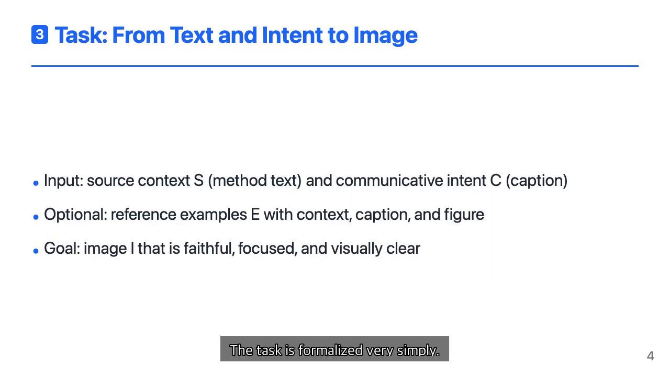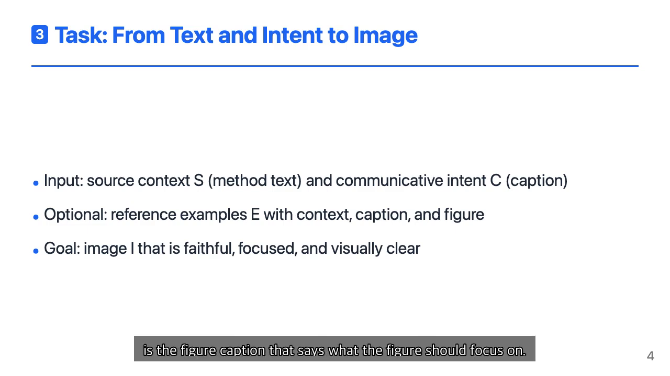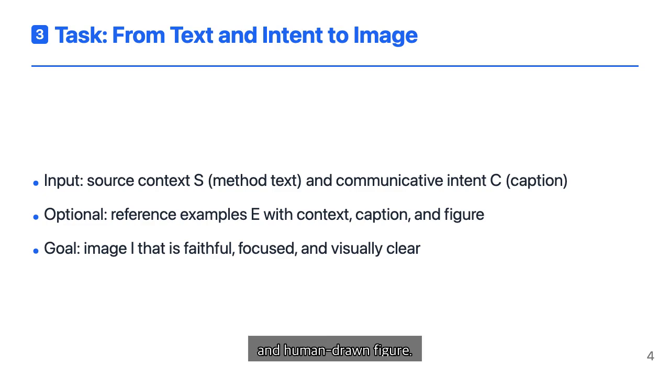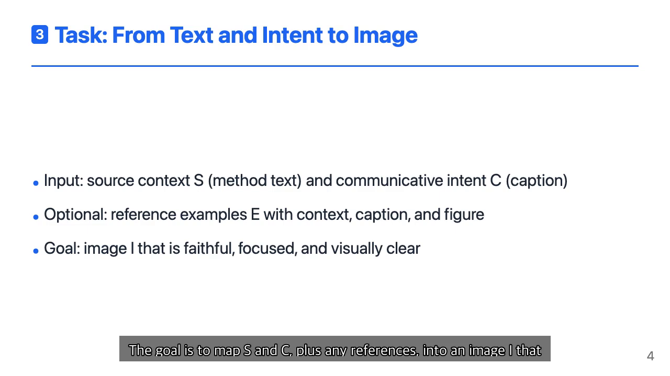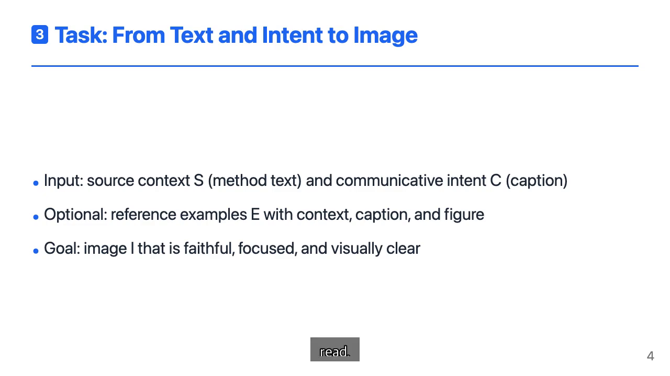The task is formalized very simply. The source context S is the method description, and the communicative intent C is the figure caption that says what the figure should focus on. Optionally, we can provide reference examples, triplets of context, caption, and human-drawn figure. The goal is to map S and C plus any references into an image I that accurately reflects the method, matches the caption's scope, and is easy to read.